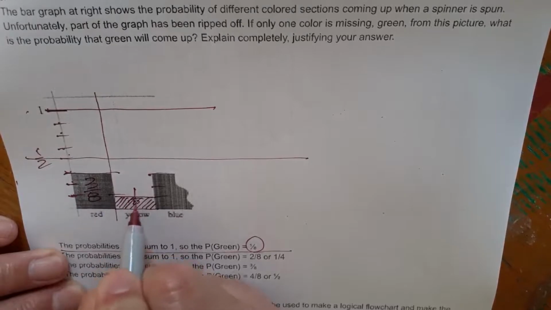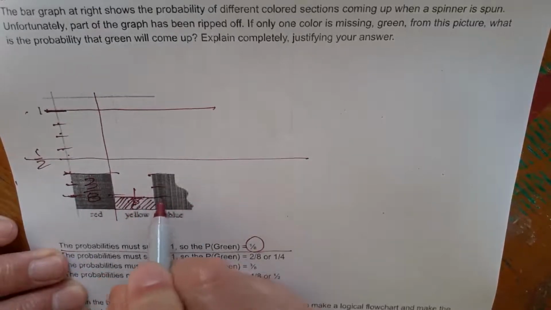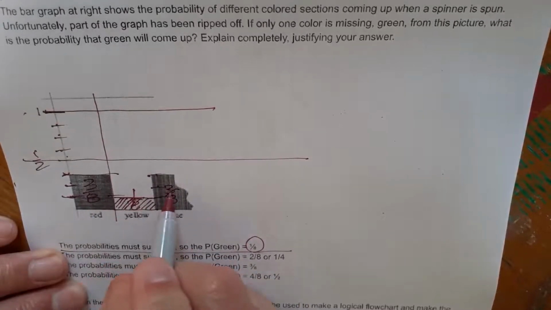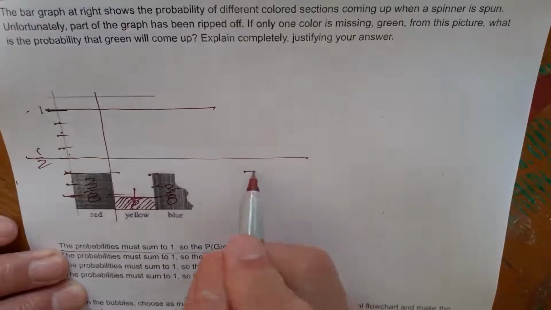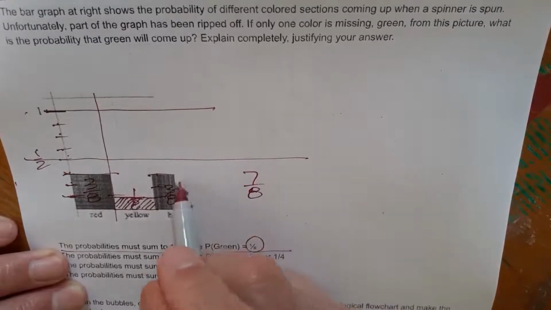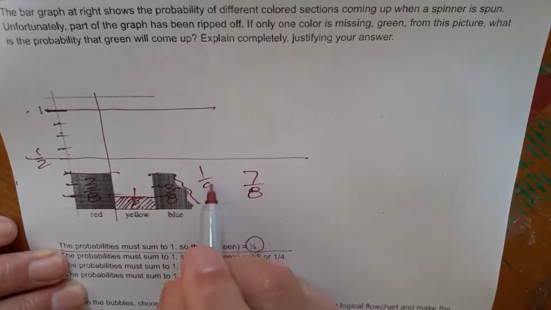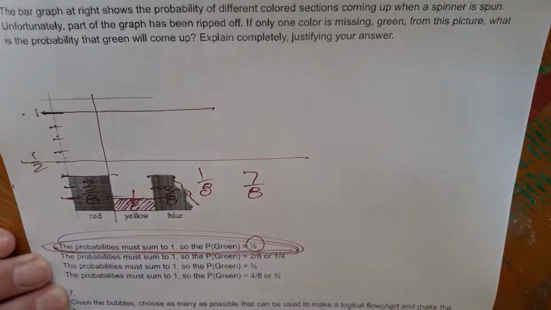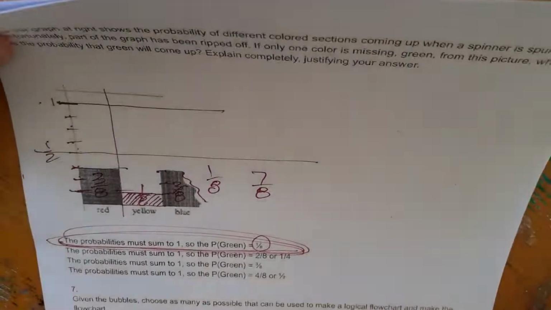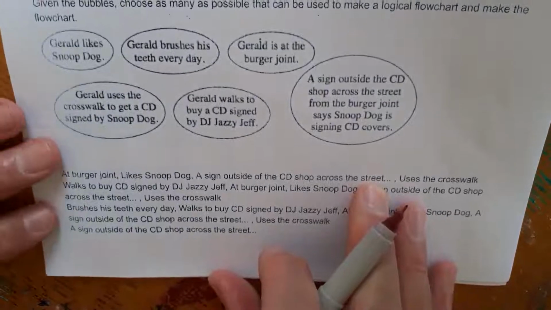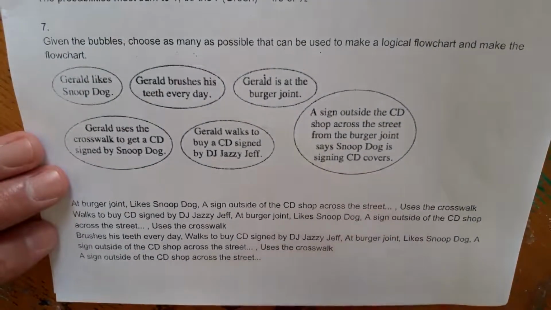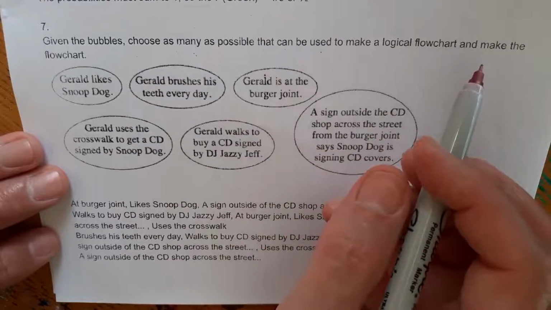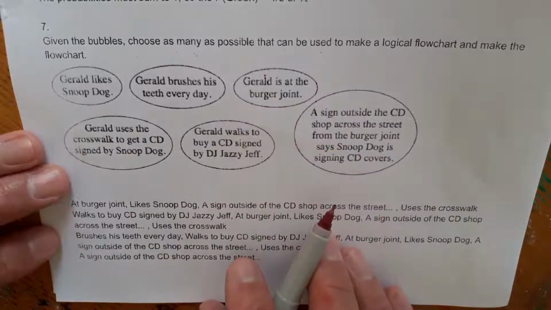This is 1/8 here, because it's 1/8 high, right? And this is 1, 2, 3 8ths here. And 3, 4, 5, 6, 7 8ths. I've got 7 8ths. What's missing? Whatever this torn part is, has to be 1/8 missing. And you're going to have an easier time when you see the actual diagram on the computer, okay? So sorry about that. All right, given the bubbles, choose as many as possible that can be used to make a logical flowchart and make the flowchart.